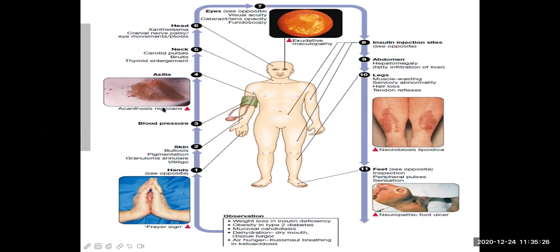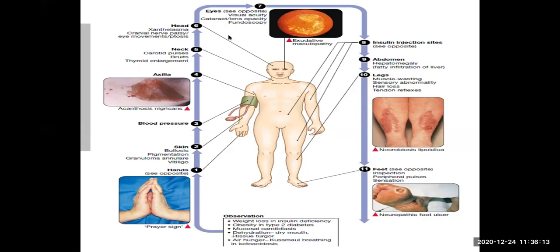Let's move on. See there, this is known as acanthosis nigricans. Acanthosis nigricans is mainly present in the axillary area. This is a velvety, black discoloration of the skin. Velvety means it is raised from the surface and there is a bit of irregular elevation there. This denotes that the person has insulin resistance. Sometimes it may be seen in connection with malignancy also. In the neck, we examine for the carotid pulse. We listen for the carotid bruit, and we also check for thyroid enlargement.